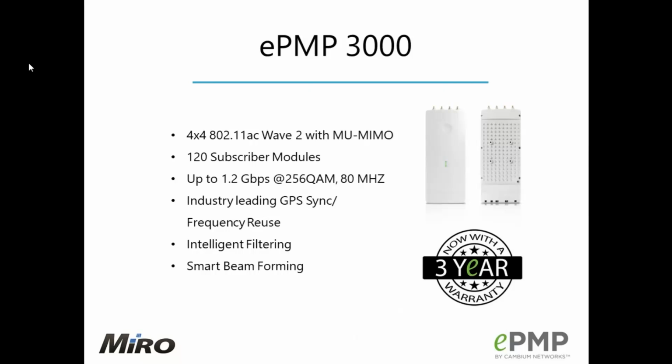Once again, the unit is coupled up with industry-leading GPS synchronization and frequency reuse. What this basically means is that if you have multiple base stations up on a tower, they will be able to synchronize using GPS, whereby the base stations will fire off at separate time intervals. Basically, what this means is that you can utilize the same portion of spectrum within the 5 gigahertz frequency. Whereas obviously if you had all radios firing off at the same time and communicating with the SMs at the same time, you would have to use different portions of the 5 gigahertz frequency.